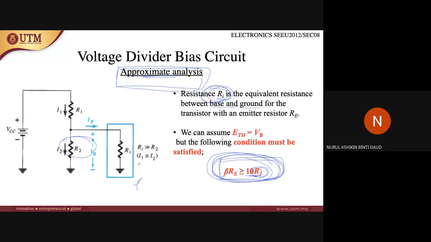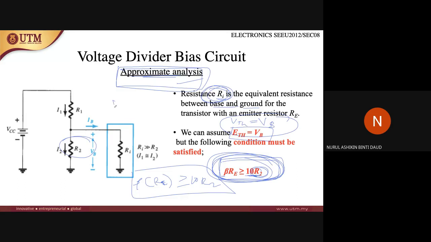So the value of beta times the value of the resistor at the emitter, if it is at least 10 times larger, or it can be much greater, but it should be larger than 10 times the value of R2, then only can this approximate analysis be used. Once this condition is satisfied, we can always say that the value of ETH or VTH is the same as the value of VB. So you don't have to calculate the value of ETH.